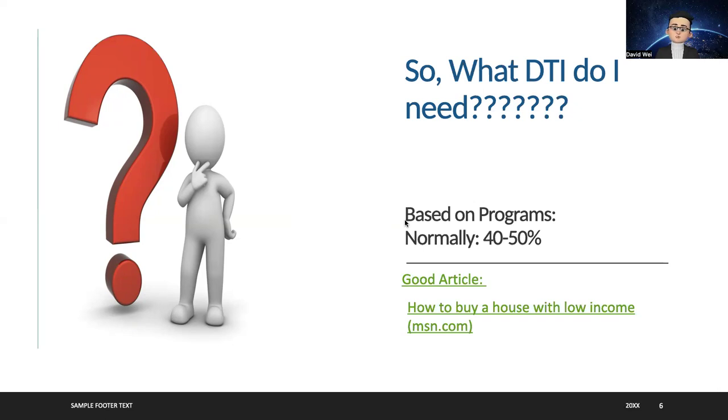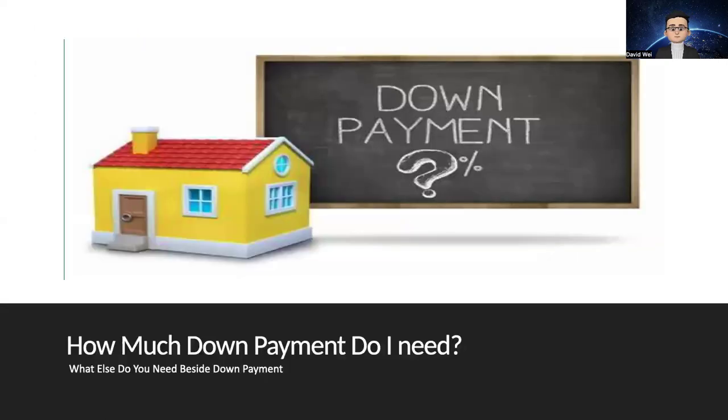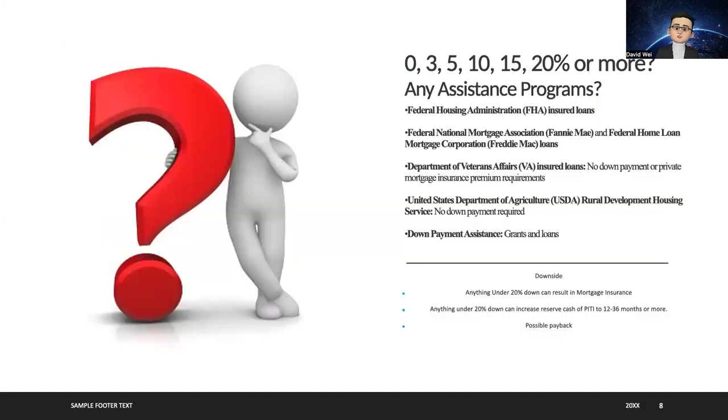There's a good article called How to Buy a House with Low Income on MSN. You can search for that as well. So how much down payment do I need? What else do you need besides the down payment? Okay, so you can do more than 20%. You can do almost zero down payment in some programs.